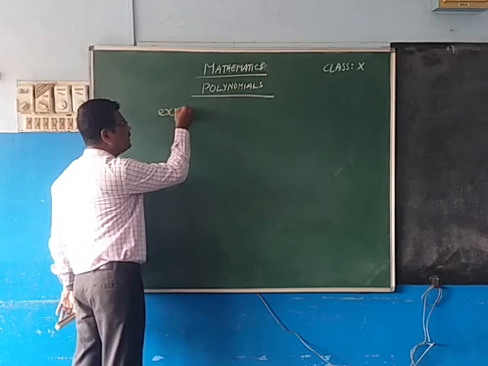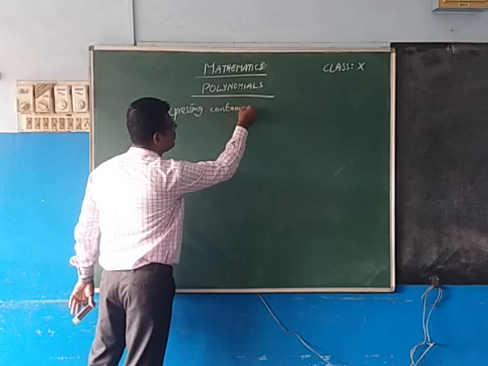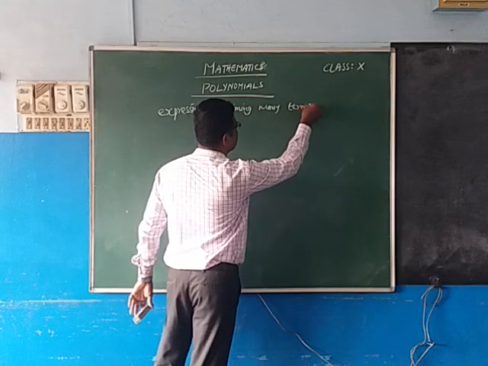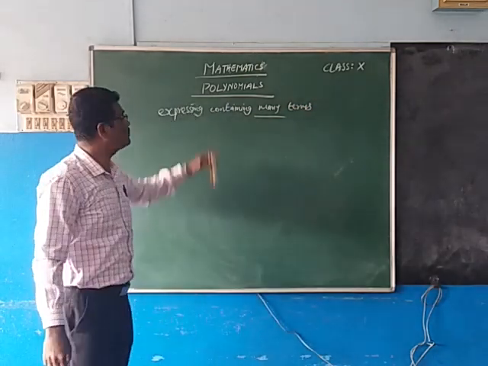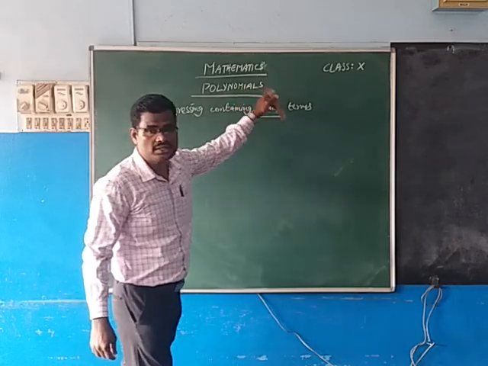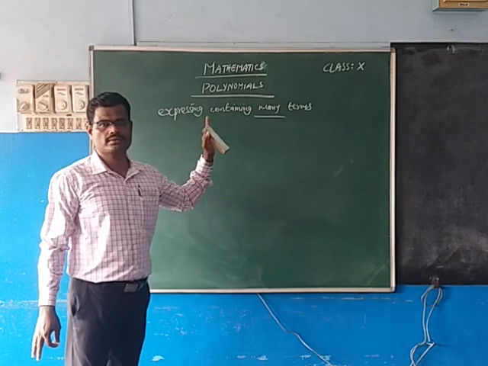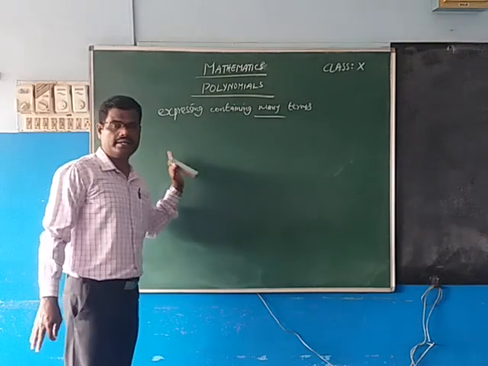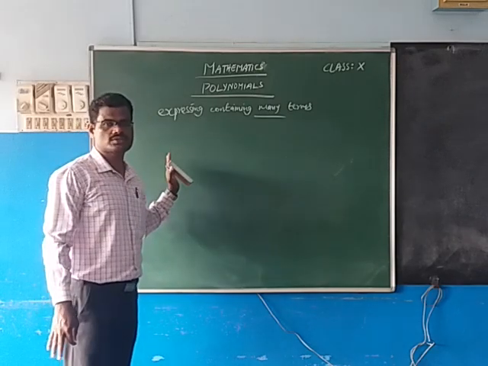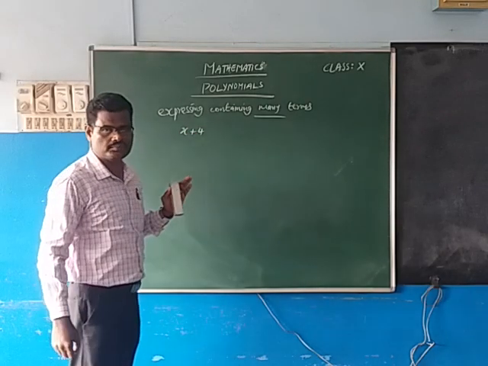An expression containing many terms is called a polynomial. Poly means many, nomials means terms. What is the meaning of an expression? An expression is a statement containing two or more terms. For example, x plus 4 is an expression.